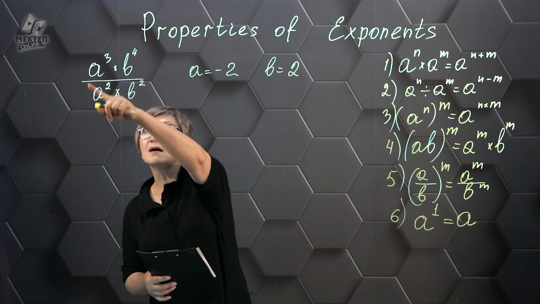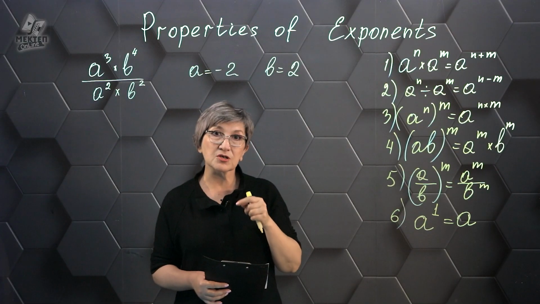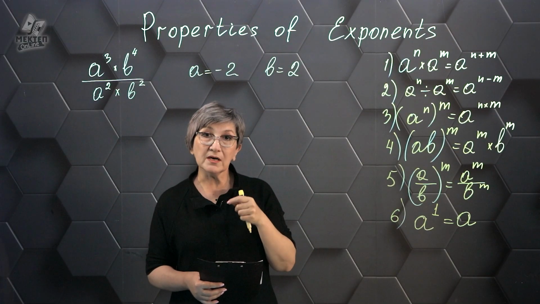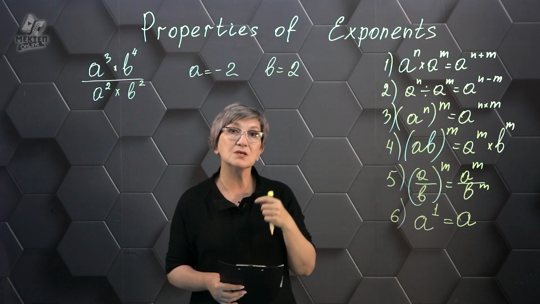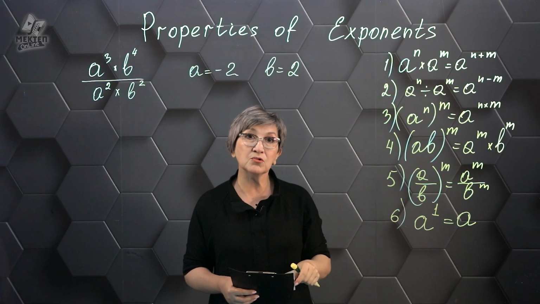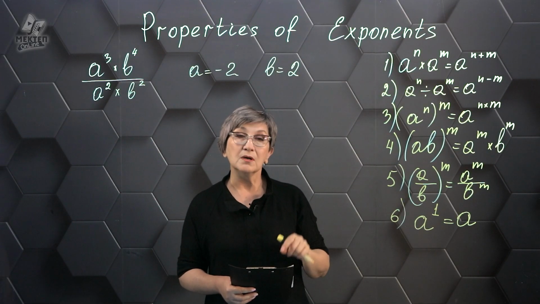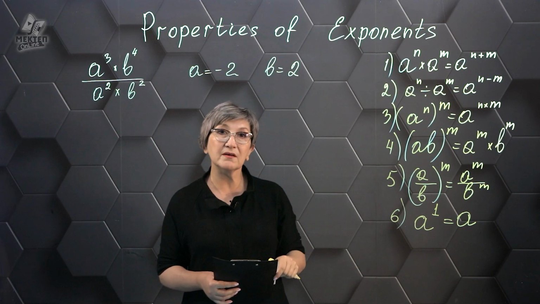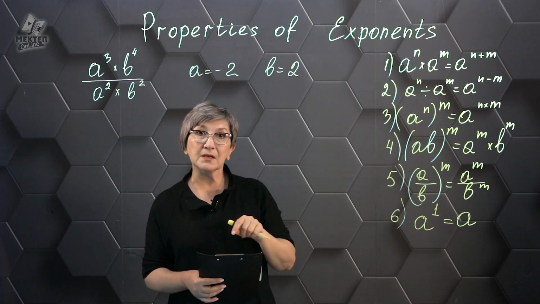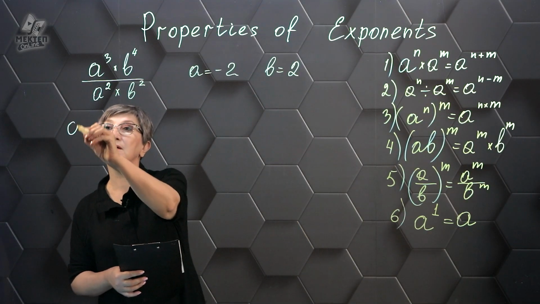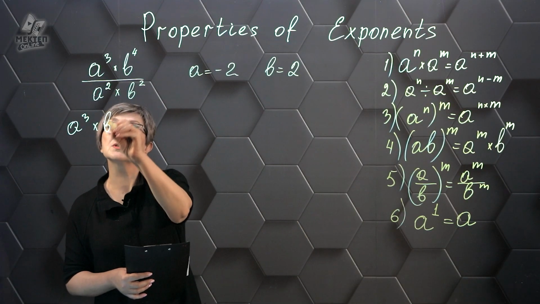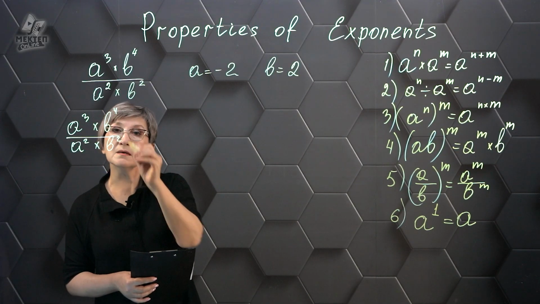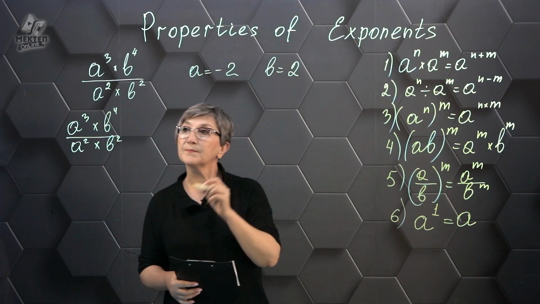Because when you calculate the value of the expression, you may end up with large numbers when substituting, and it is not convenient to work with them. So, we can simplify first, and then substitute in the values of our variables. That's why in our example, we're going to use the properties, and then only substitute the values.